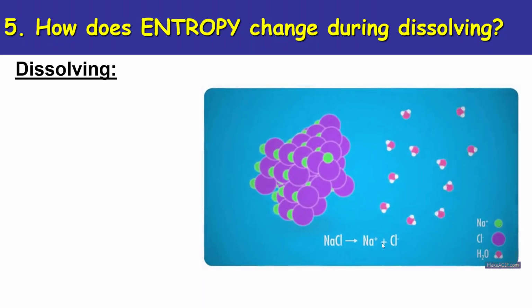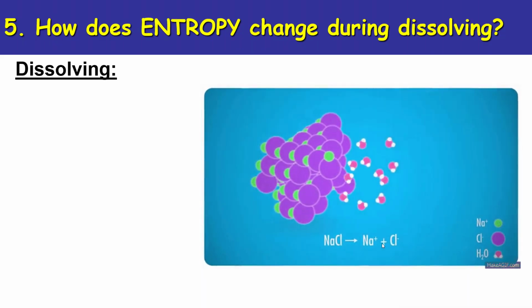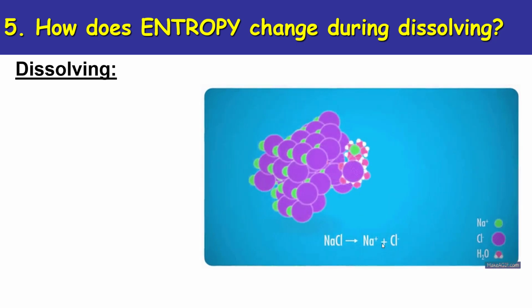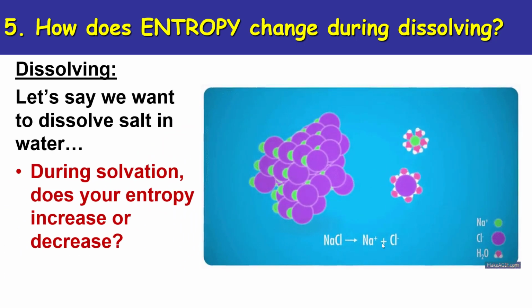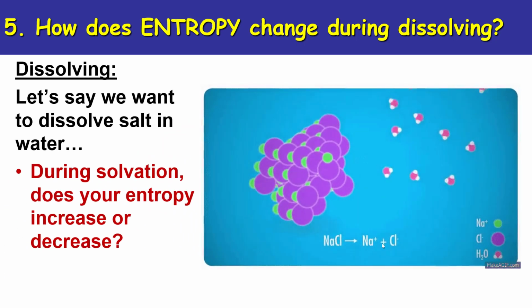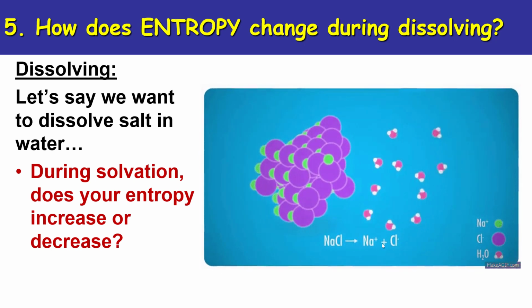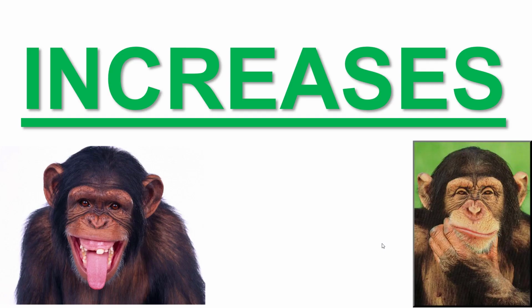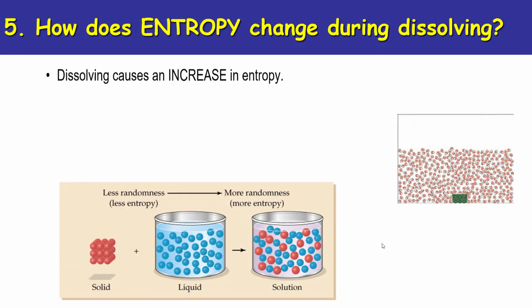So our fifth example is dissolving. Let's say we are going to dissolve some solid sodium chloride and hydrate the ions. During solvation, does the entropy increase or decrease in the system? I see a trend here. Once again, the entropy is indeed increasing. So why is it increasing?